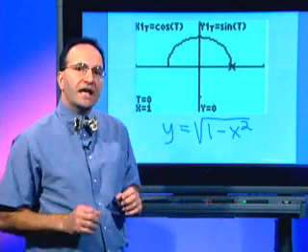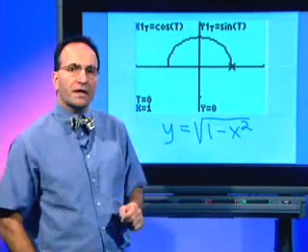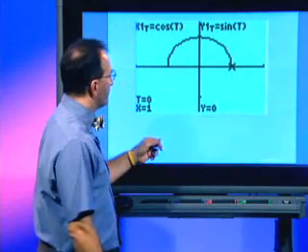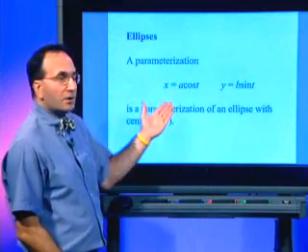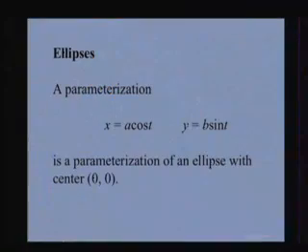Now, the other standard parametrization we want to look at is one for an ellipse. So, a parametrization of x equals a cosine t, y equals b sine t.